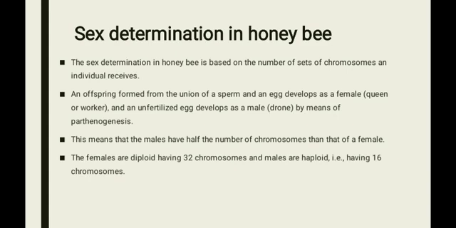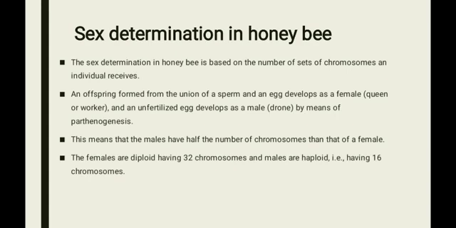Here, an offspring from the union of a sperm and an egg develops into a female. As I told you, that is a queen and a worker bee. An unfertilized egg develops into a male, that is a drone. This type of reproduction is called parthenogenesis.